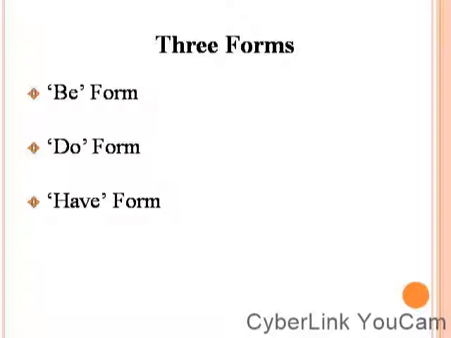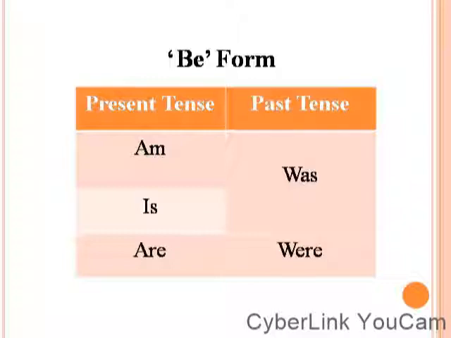There are 3 forms: be form, do form, have form. This is what I discussed in the last session. Regarding the be form, there are 5 words in 2 categories: present tense and past tense. In present tense, am, is, are are the words, and in past tense, was and were are the words. To be accurate, was is the past tense of am and is, whereas were is the past tense of are.